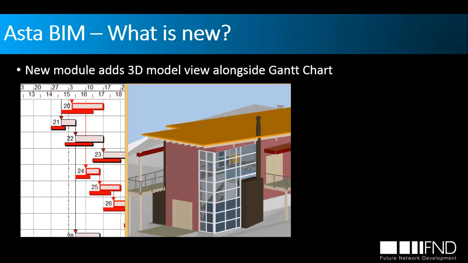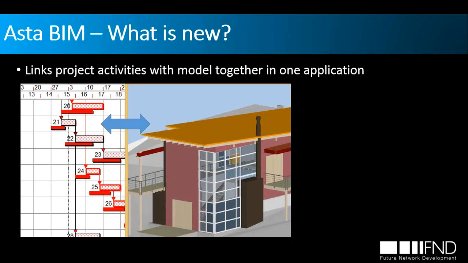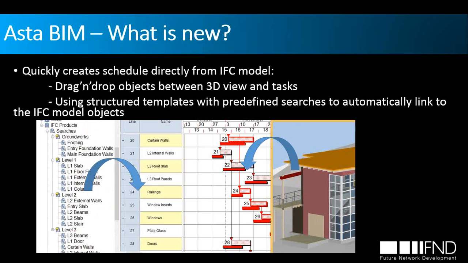So what is new in BIM is we can display the 3D model along the Gantt chart. And here we can associate the model with the project activities. And we can do this in two ways. We can do it manually, so just dragging and dropping the elements from the model onto the activities in the Gantt chart, or we can use structured templates with predefined search, and automatically we can link the IFC model objects with our project in Asta Powerproject.